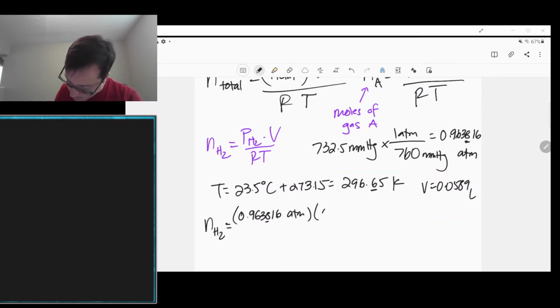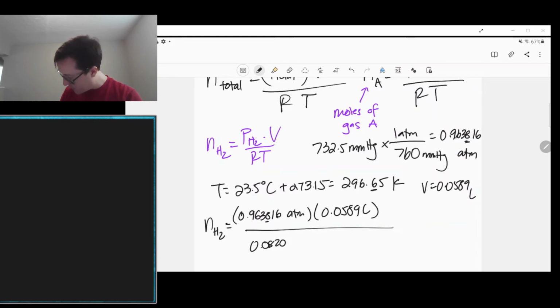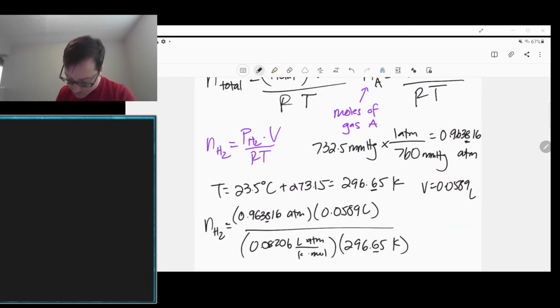The volume, 0.0589 liters. We, of course, have our ideal gas constant. And then the temperature was 296.65. And so we're going to end up with 3 sig figs for this number. And let's go ahead and figure it out.